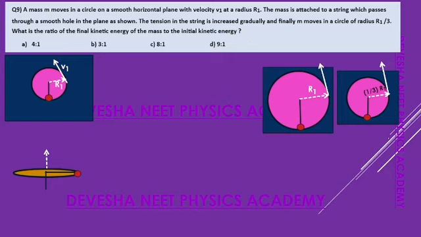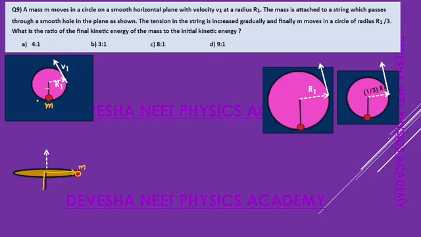A mass moves in a circle on a smooth horizontal plane. Imagine this mass is moving here, with radius r1. There is a string attached to it, and the string goes and is attached to a small mass. This is m, the mass to which the string is attached.